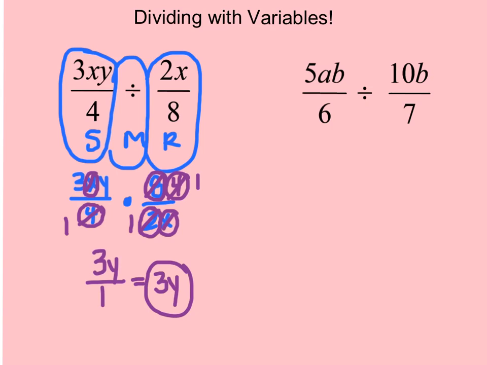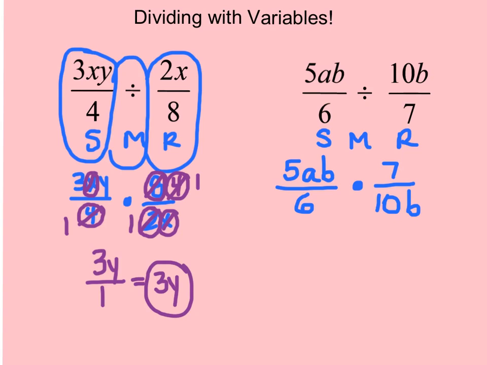All right, so on this problem here, again, we have no mixed numbers, so we're going to go ahead and smur. So 5ab over 6 is going to stay the same. And then I'm going to multiply by 7 over 10b. First thing we're going to do is check our numbers and see if we can reduce at all. 5/6 and 7/10 cannot be reduced.